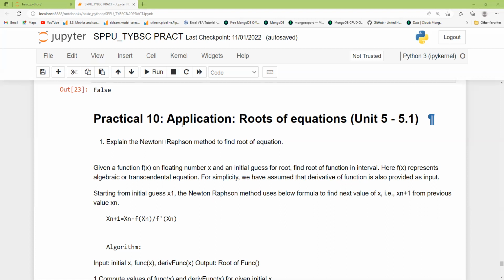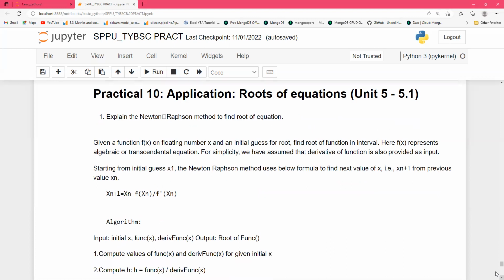So this is practical number 10, which is the application of roots of equations, based on unit 5, section 5.1. Now guys, till this video, we have seen the SymPy library, and in that SymPy library there are so many methods we have used for linear algebra. For finding the roots of equations, I could not find any method or library, so I have defined functions, and by using those functions we can find the roots of the equation.